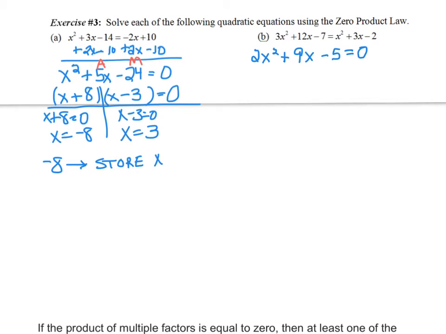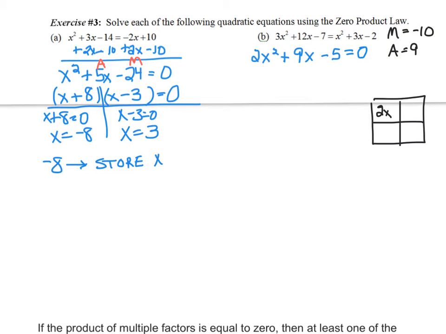Now this is a trinomial that we've been practicing with our factoring, but we notice that it's got a coefficient other than 1. So when that happens, I like to use the box method. So I'm going to look for two numbers that add to give me 9, but multiply to give me 2 times negative 5, which is negative 10. So I'm going to make my box.